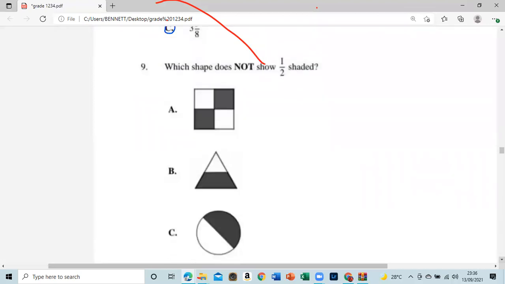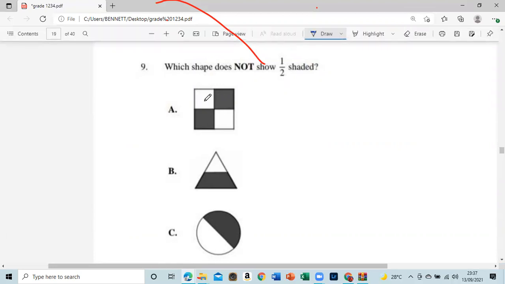All right, they go on to number 9 and they say, which shape does not show half shaded? All right, so this would be half, right? Because if you care about this over here, so it would be half. So it is definitely this.